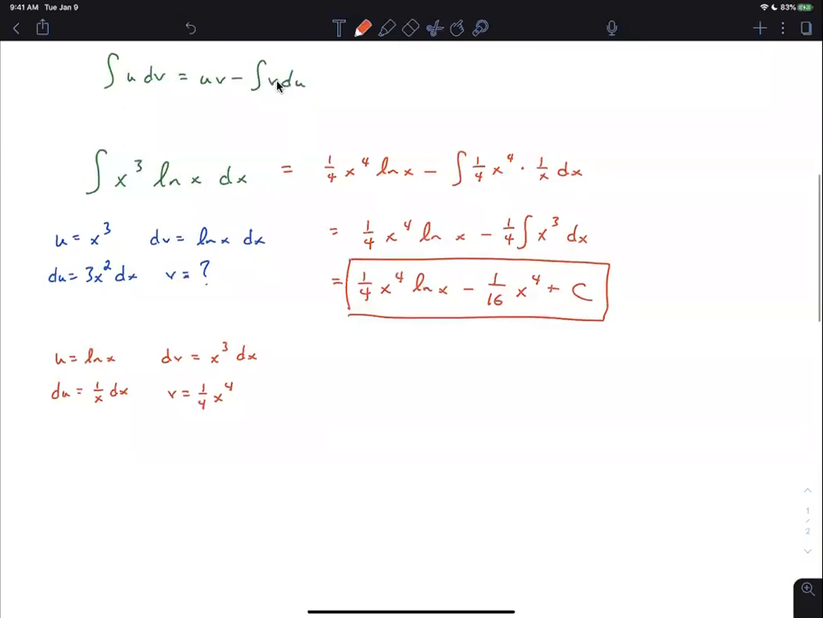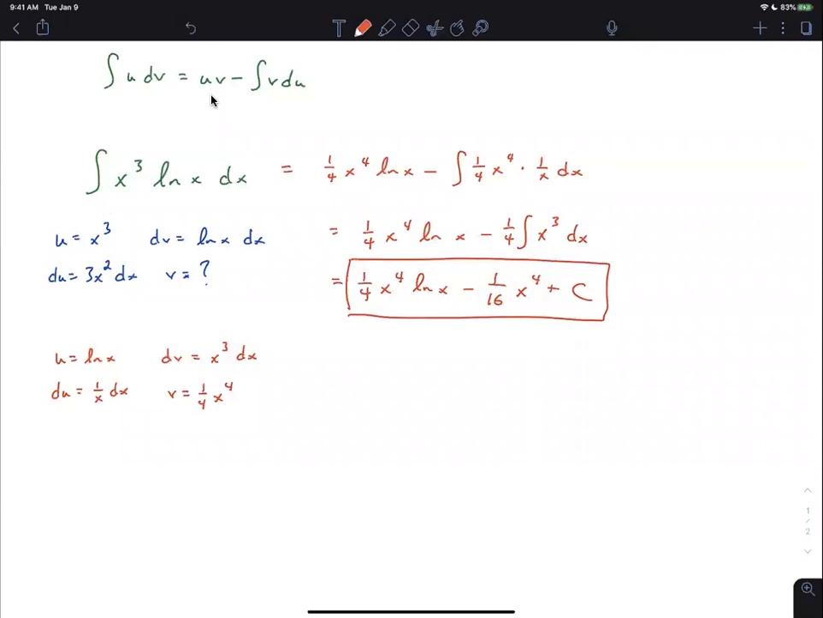So you don't need to worry about how complicated u times v is, because you don't have to do anything with it. What you do need to worry about is v times du. You need this problem to be something we can handle. Whatever u is, you're going to take its derivative to get this part. And whatever dv is, you're going to take the antiderivative to get this part.